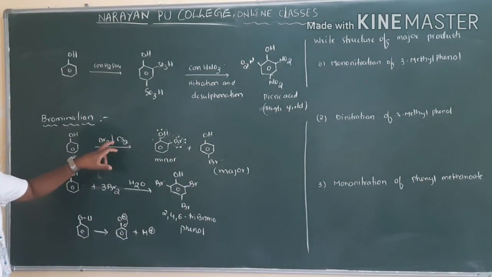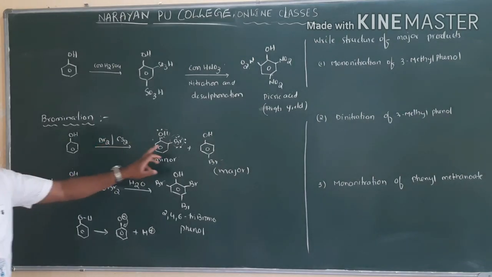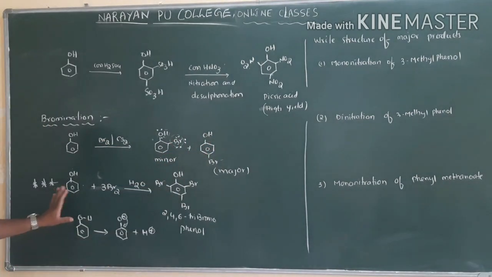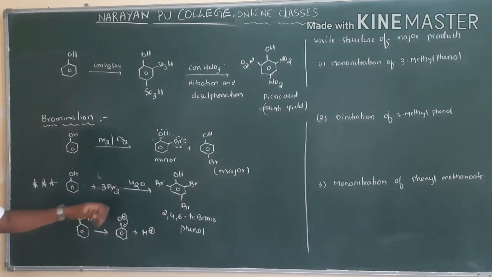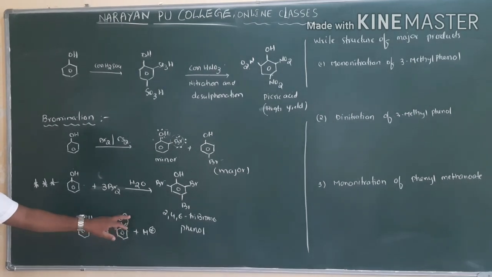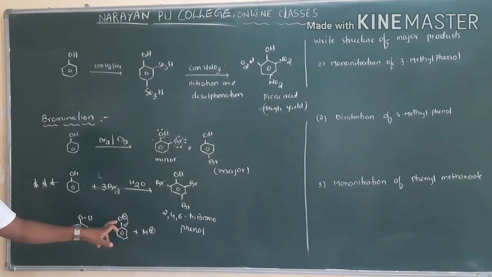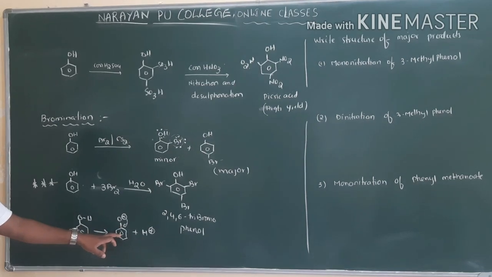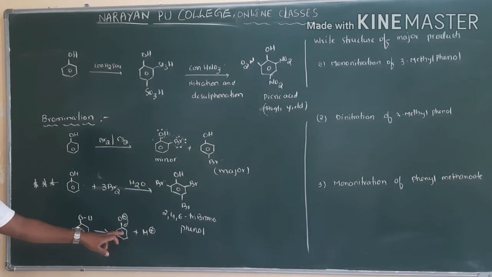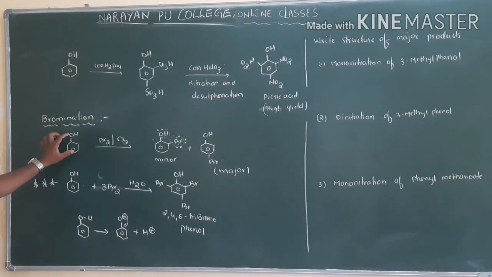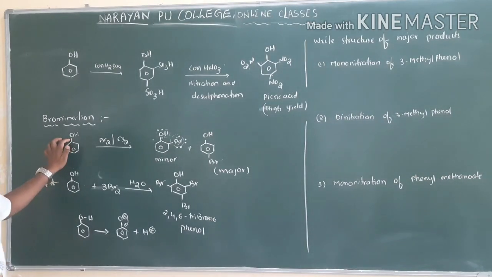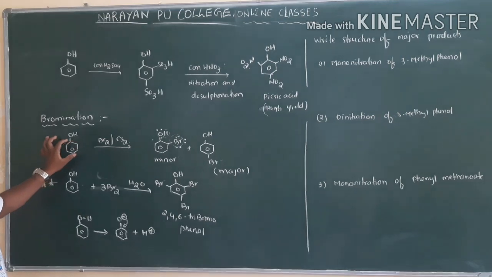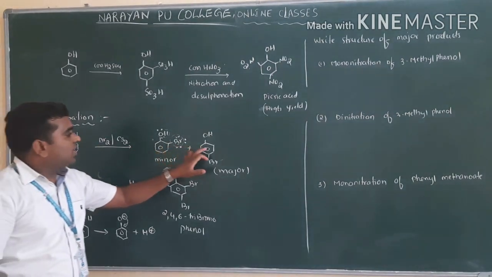Okay? So you will remember, very important: CS2 means monobromo product, and polar solvent H2O means you will get tribromophenol. Clear? I have mentioned the reason. OH is converted to O minus. O minus donates the electrons to the benzene ring to a large extent, and that's why this benzene ring is highly activated. But here, oxygen also gives electrons to the benzene ring, but to a small extent. When it gives to a small extent, the ring is only slightly activated, so that's why you will get the bromo product.